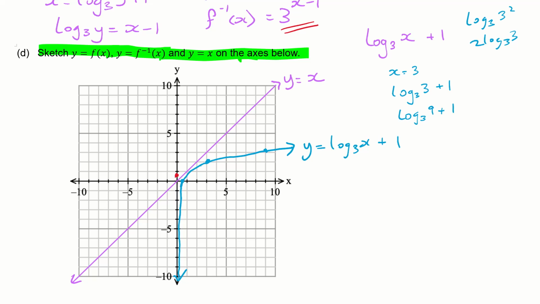Then the reflection of (3, 2) is going to be at (2, 3). The reflection of (9, 3) will be at (3, 9). So that is going to go over like this. And the reflection of having an asymptote down the y-axis is going to be to have an asymptote along the x-axis, like so.